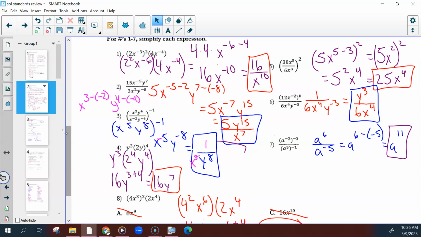For 3, because you have parentheses, you need to do your order of operations. Do what's inside the parentheses first. So you're dividing like bases, subtract those exponents, 3 minus negative 2 and 4 minus negative 4 to get 5 and 8. All of that is still being raised to the negative 1, so we would multiply both of those by negative 1. And then we can't have negatives in our final answer, so both of those would get brought down. 1 over x to the 5th, y to the 8th.